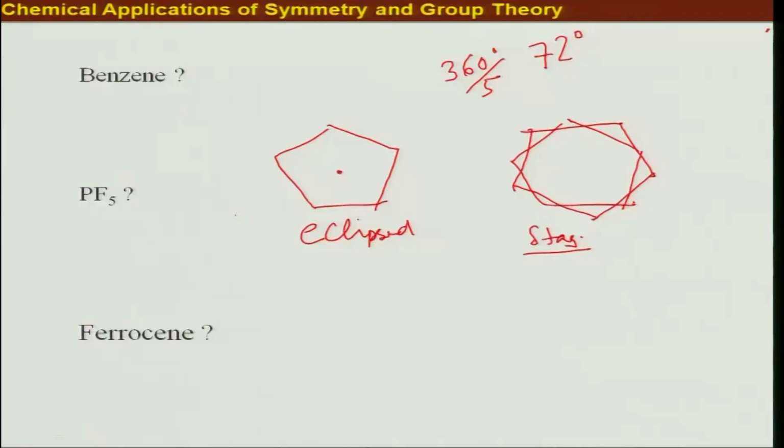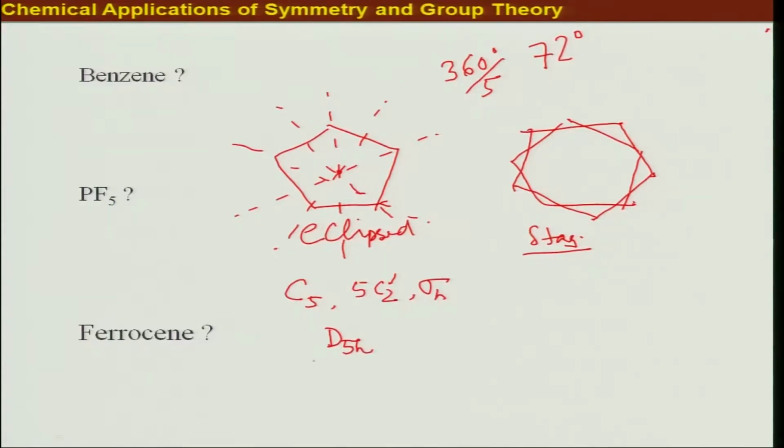So, just like the PF3, I can have C2s which are perpendicular, right. So, I can find out all the possible C2s. There will be a total of 5 C2s which are perpendicular. Okay. So, I have C5 as the principal axis of symmetry, I have 5 C2 primes and I have sigma h. So, this becomes D5h point group for the eclipsed conformation.